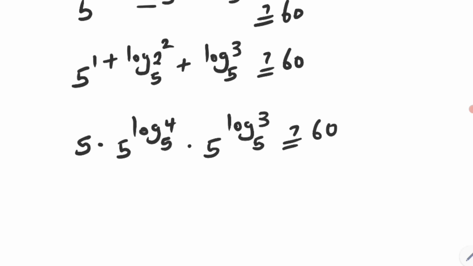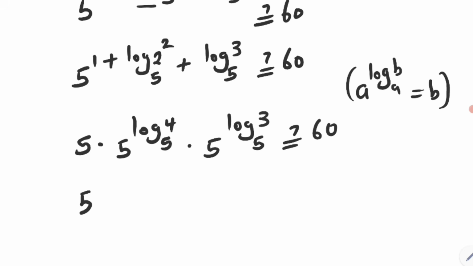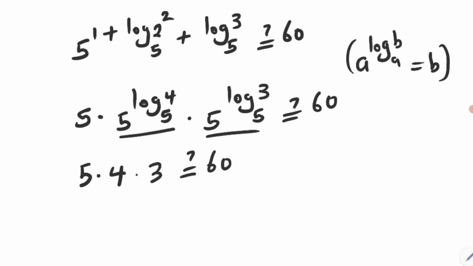Then if you have a raised to power log b base a, this is equal to b. Therefore, we have 5 multiplied by the whole of this, which is 4, multiplied by the whole of this, which is 3, must be equal to 60. Then 5 times 4, that is 20, multiplied by 3, 60 is equal to 60, which is true.